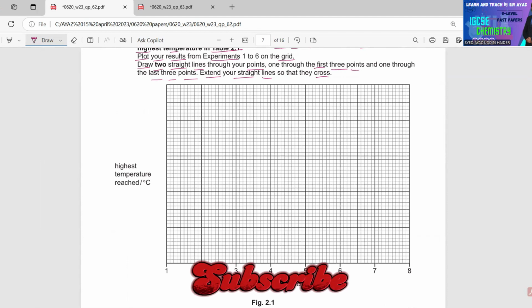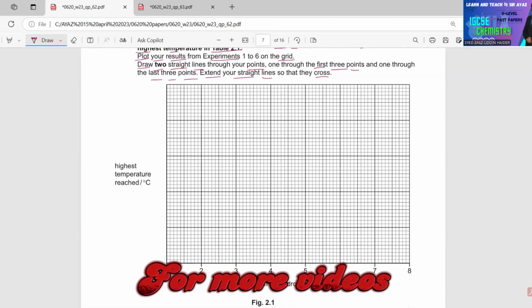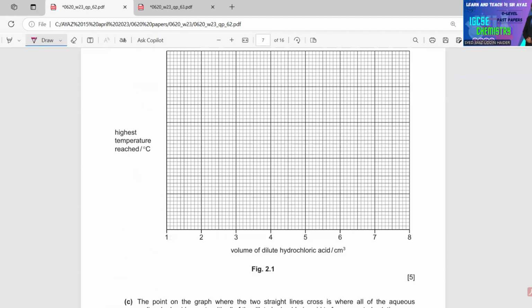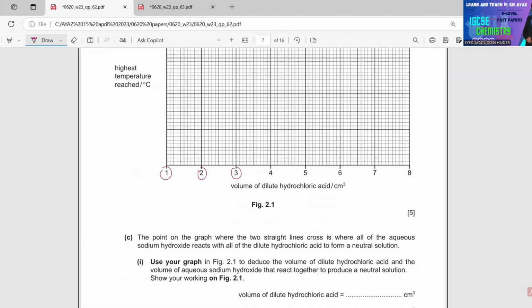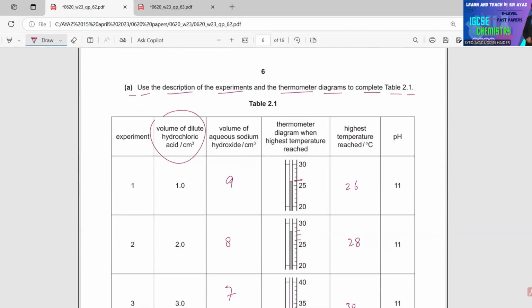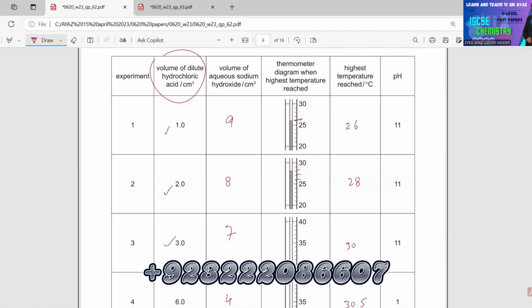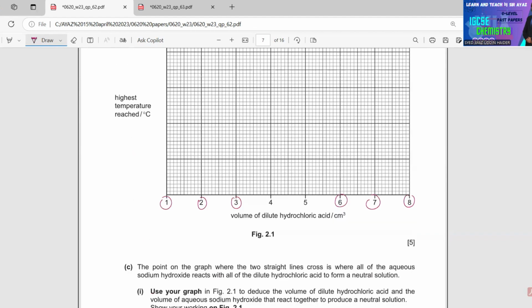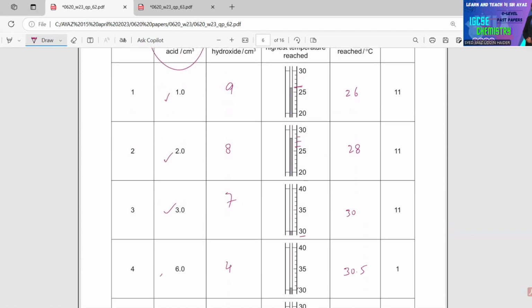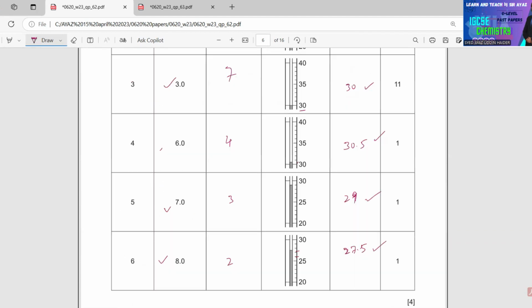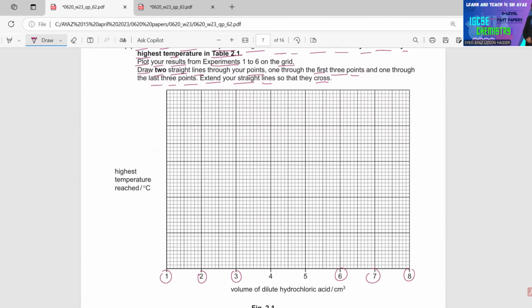We have highest temperature for the volume of dilute hydrochloric acid. We have 1, 2, 3, 6, 7, 8. I'm showing you again the volume of hydrochloric acid used here. This one is the volume of hydrochloric acid: 1, 2, 3, 6, 7, 8. What about highest temperature reached? 26, 28, 30, 30.5, 29 and 27.5. For your convenience, I am writing these readings on the left hand side.